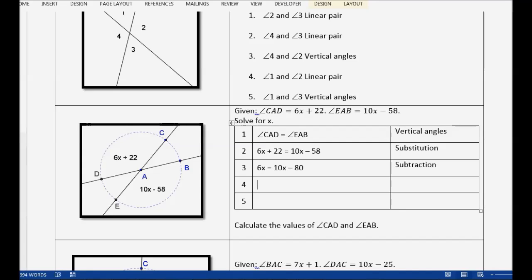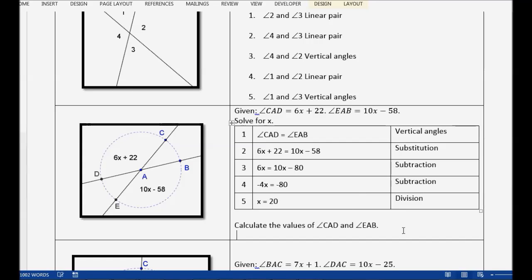And then we subtract 10x from both sides. We get negative 4x equals negative 80. Divide both sides by negative 4. X is equal to positive 20.